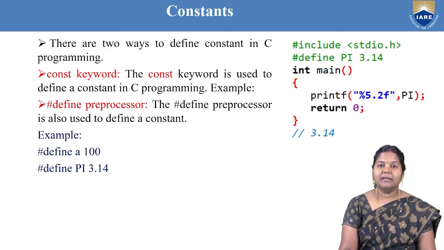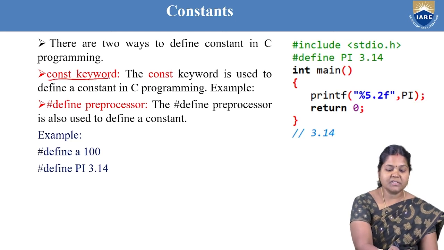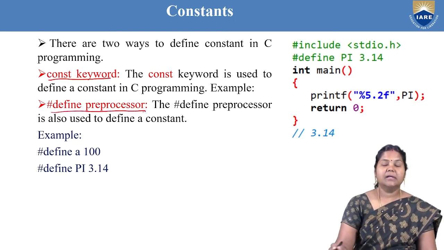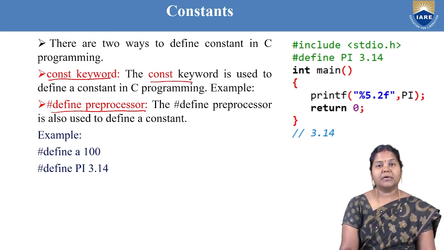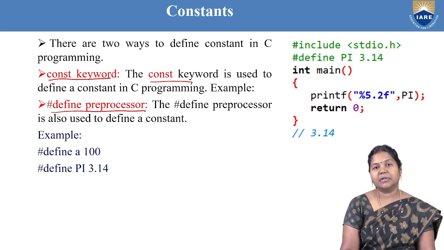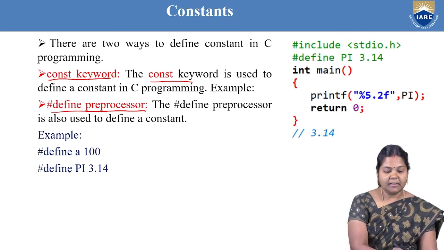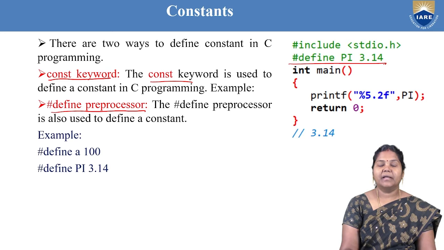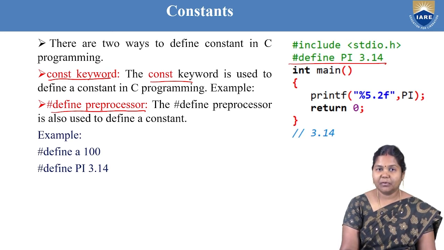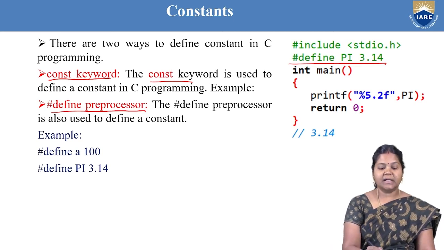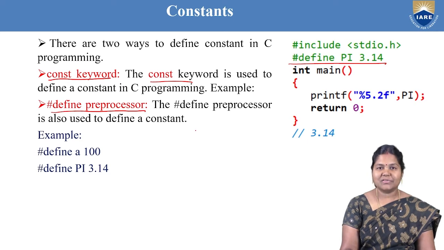Now, how to define a constant in C programming? To define a constant in C programming, there are two ways available. One is using the const keyword, and otherwise using the preprocessor directive called hash define. With the const keyword, just before writing the name of the variable, you write the word const. Otherwise, you can use hash define pi 3.14. So, pi is a simple constant. Wherever pi appears, it will be substituted by the value 3.14. So, these are the two ways to write a constant in C language.